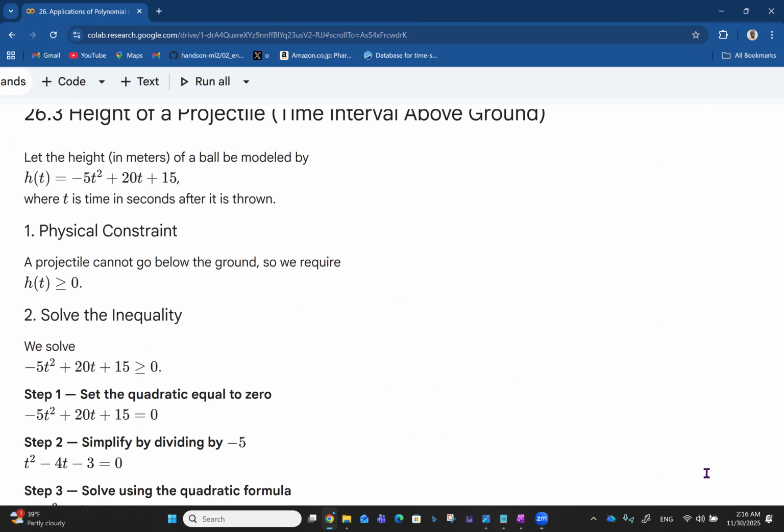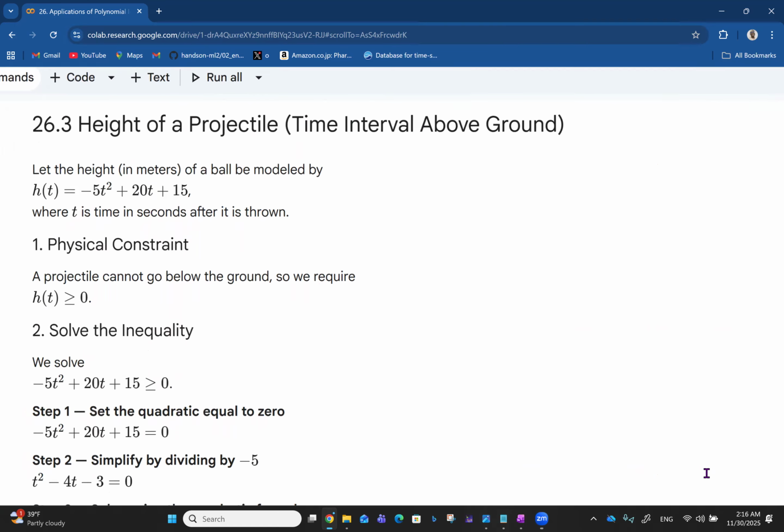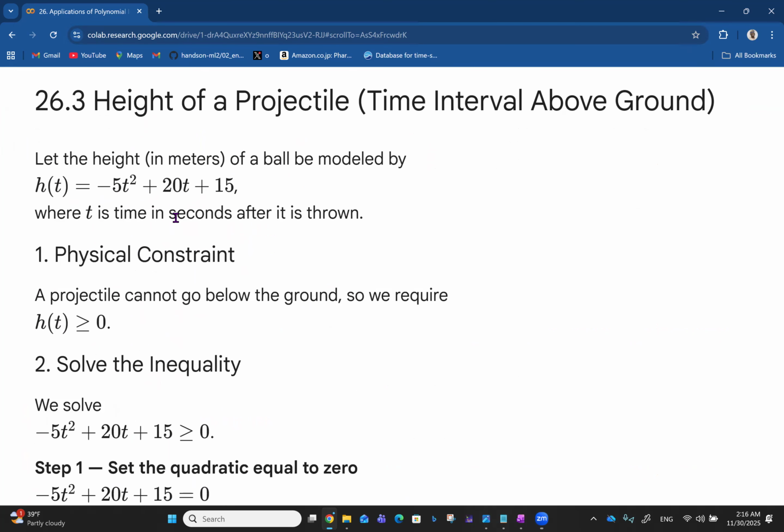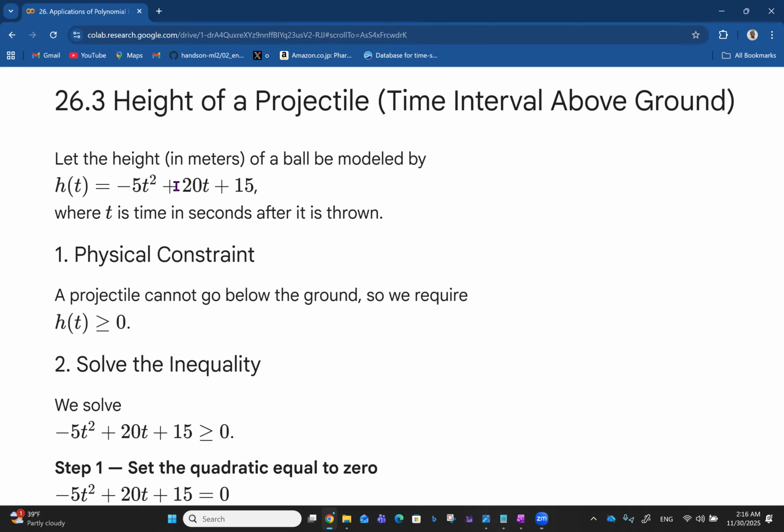area. Okay. Then we go ahead and talk about the height of a projectile, like time interval above ground. So let the height in meters of a ball be modeled by h of t equals minus 5t squared plus 20t plus 15, where t is time in seconds after it is thrown. So the physical constraint here is that a projectile cannot go below the ground. So we require that h of t is always greater than or equal to 0.